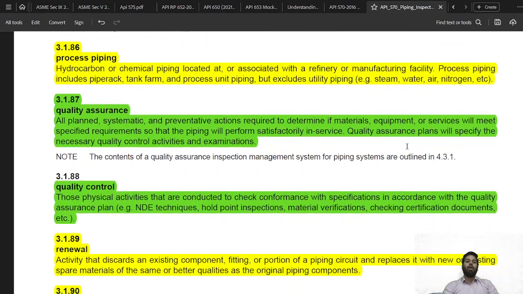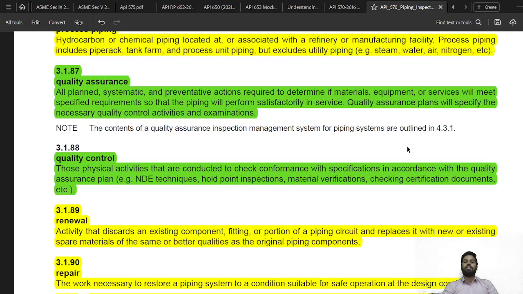Quality assurance: all planned systematic preventive actions required to determine if the material, equipment or services will meet the specified requirements so that the piping will perform satisfactorily in service. The quality assurance plan will specify the necessary quality control activities and examination. Quality assurance is generally going to be a preventive action. It is going to lay down all the requirements that are needed.